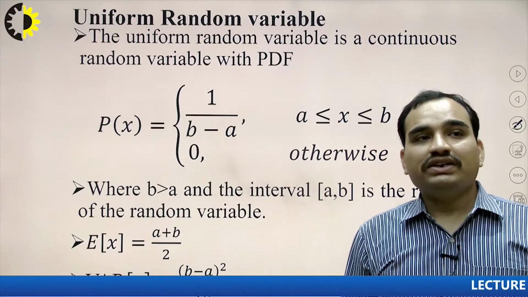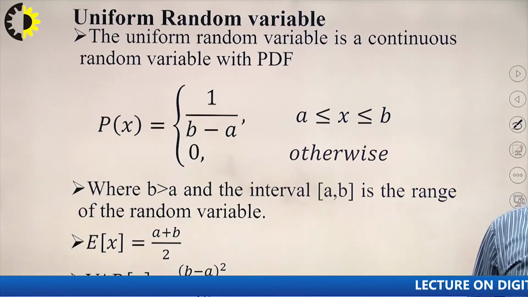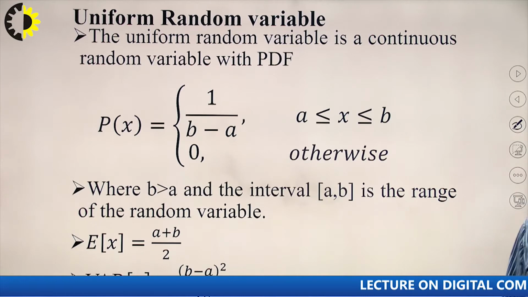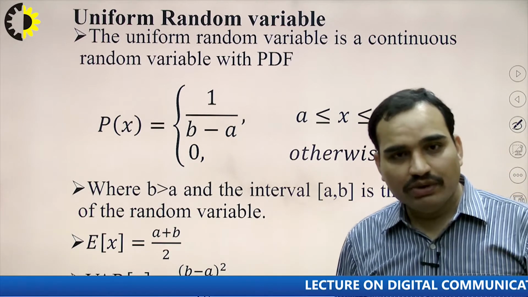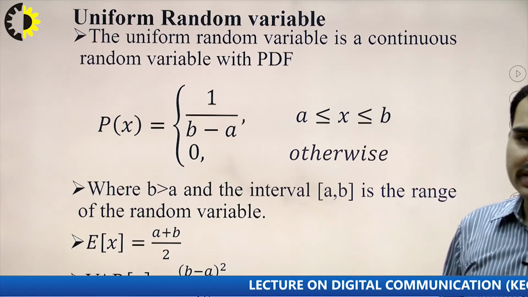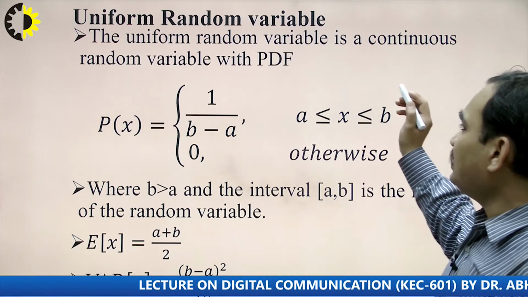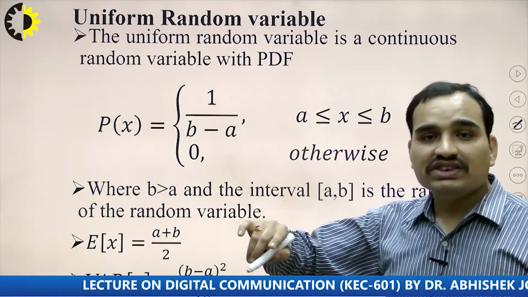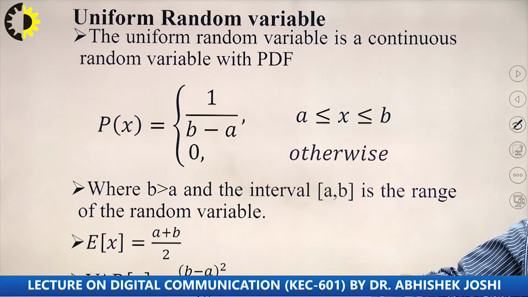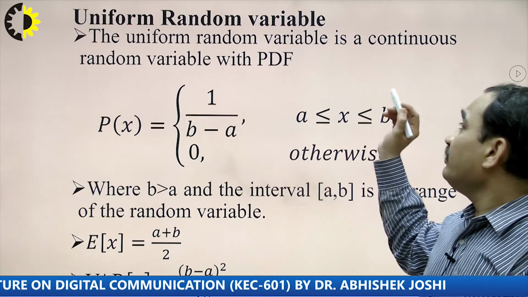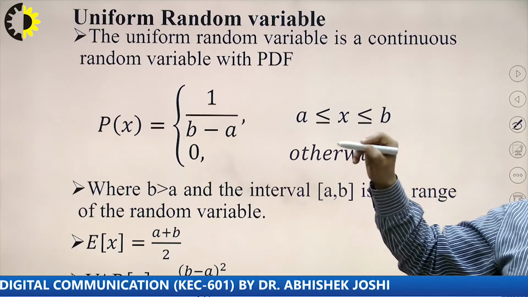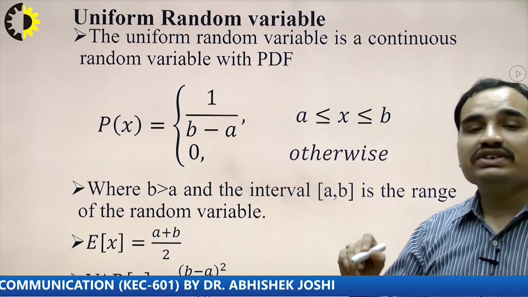Now, the next one is the uniform random variable. So what is the uniform random variable? First I will explain what a uniform random variable is graphically, then we will consider it. Okay. The uniform random variable is a continuous random variable. Previously we have discussed the discrete random variables, like the Bernoulli random variable. Here the uniform random variable is a continuous random variable.